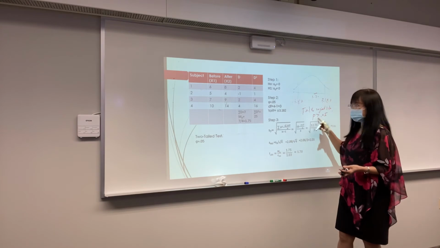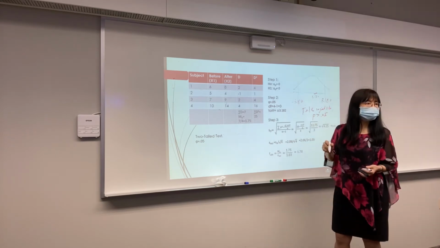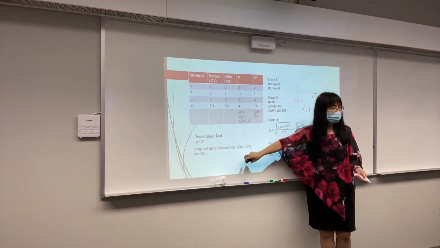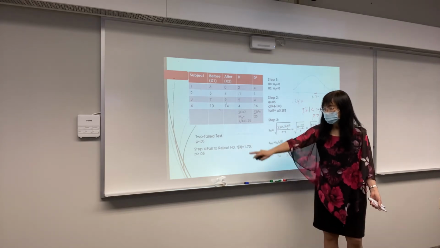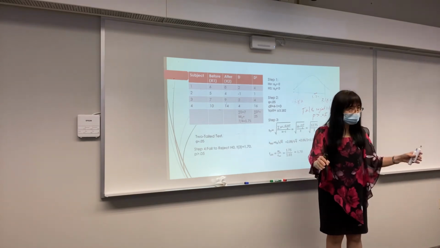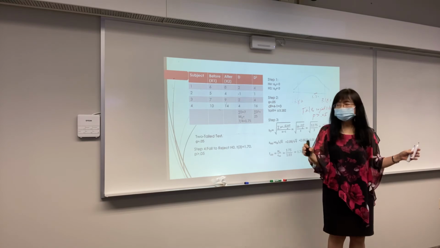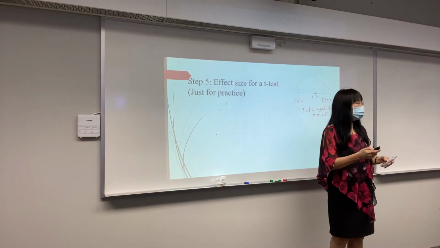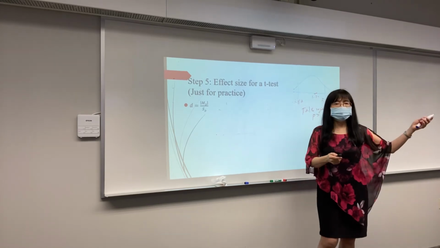So when you fail to reject, P should be bigger. And inside is degrees of freedom, T with 3 degrees of freedom. You fail to reject, and P is greater than 0.05. So when you fail to reject, you don't need to do effect size. You don't have to. But I still have that, just for practice. It doesn't make sense for this question because we already failed, but I just need to show you how to do it.